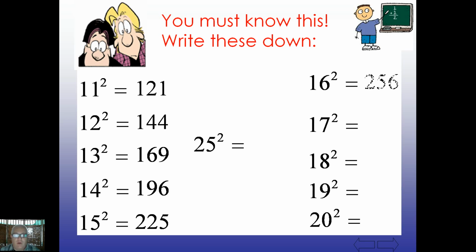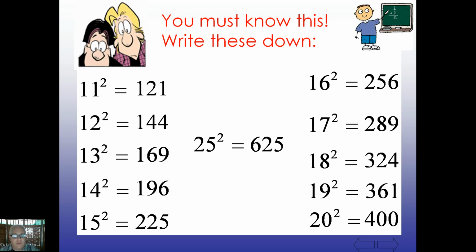And I'll go ahead and fill in the right-hand table here. 256 and 289. 18 to the second power is 324. And then the aforementioned 20 squared is 400. How about 25 squared? Did you end up with 625?